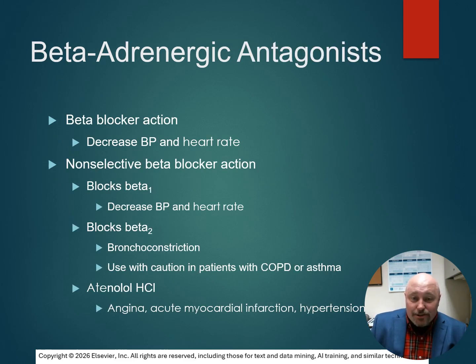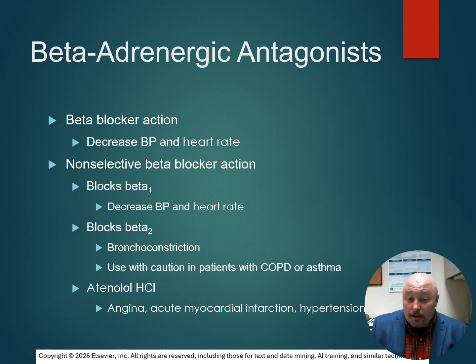Next, beta adrenergic antagonists, or as you may have already heard of them, beta blockers. These decrease the blood pressure and the heart rate. There could be non-selective beta blockers, such as blocking the beta 1 or the beta 2, which would include things like bronchoconstriction, making sure to use cautiously in patients with COPD and asthma. And this is a thing you're going to see come up a lot. We'll talk about it much deeper when we get to our cardiac sections.